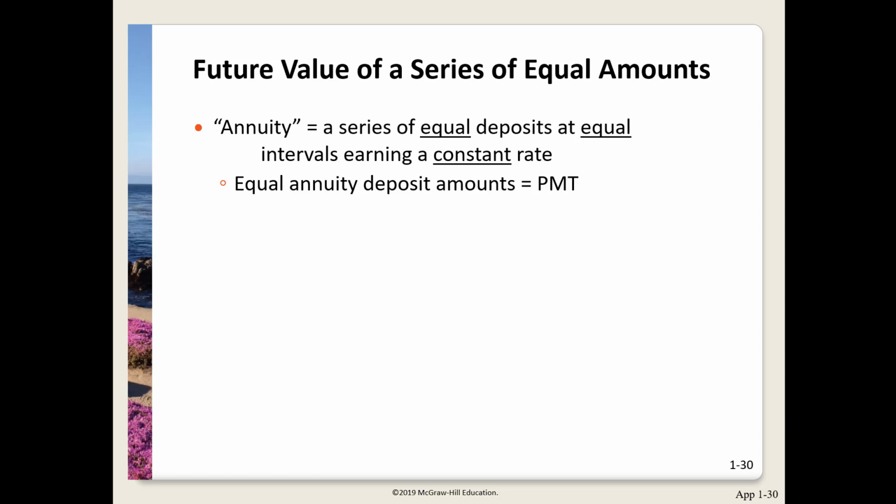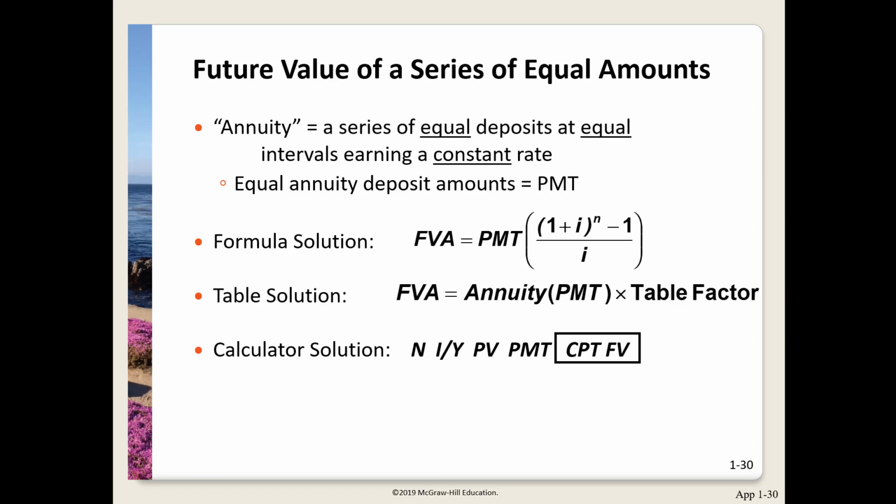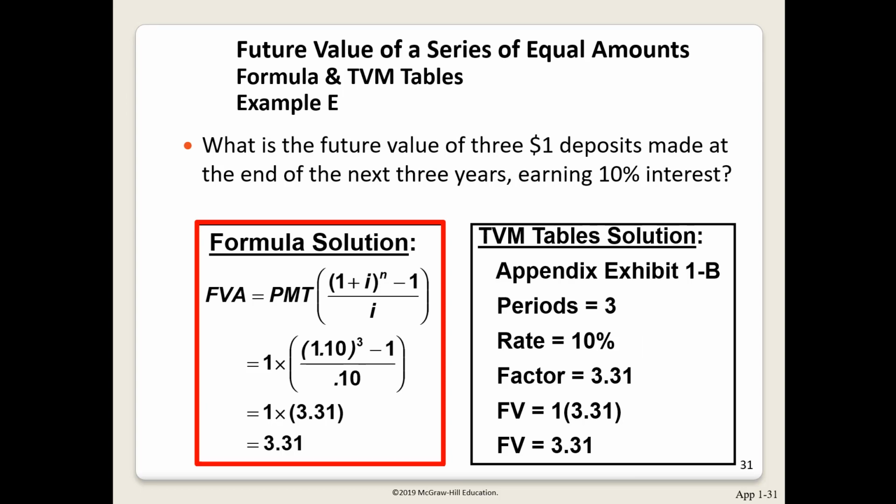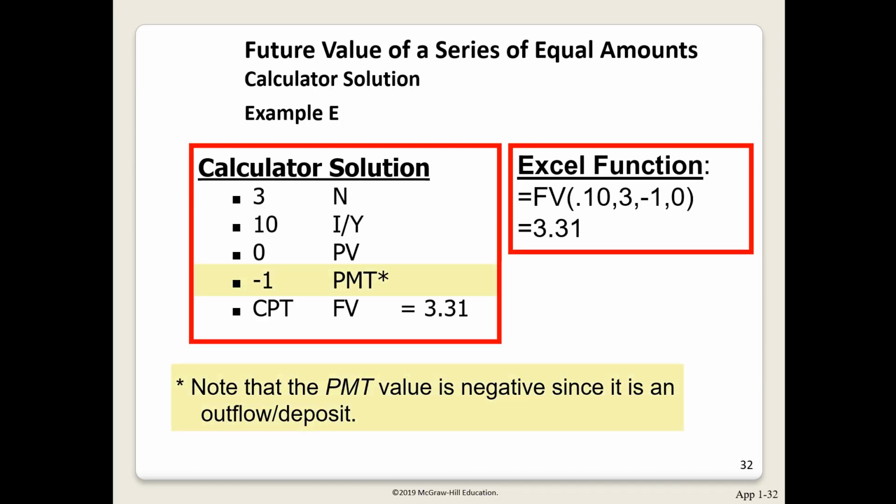As before, this slide shows us 4 ways to calculate the future value of an annuity, and we'll cover all 4 on the coming slides. Example E on page 34. 3 $1 deposits made at the end of the next 3 years, earning 10% interest. Notice again that the formula solution using a dollar amount yields the table value. The sign convention becomes even more important with annuities. In this case, the equal amount is the deposit. It's an outflow, so payment is negative.